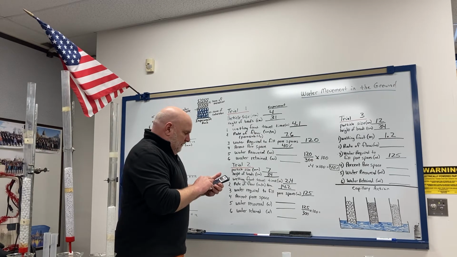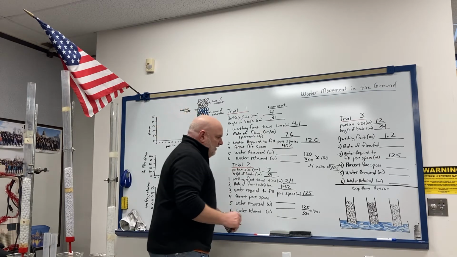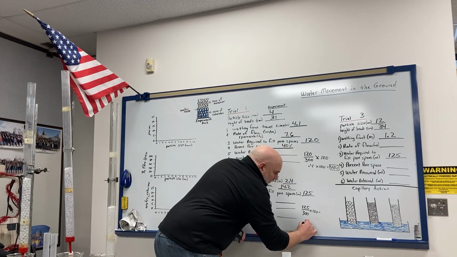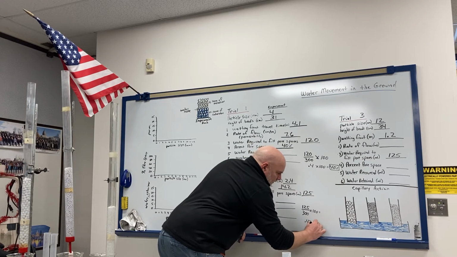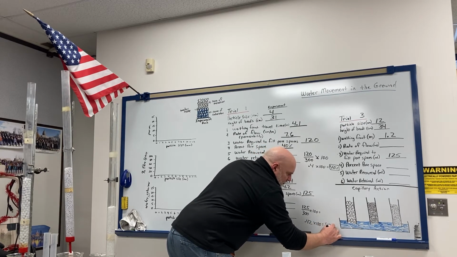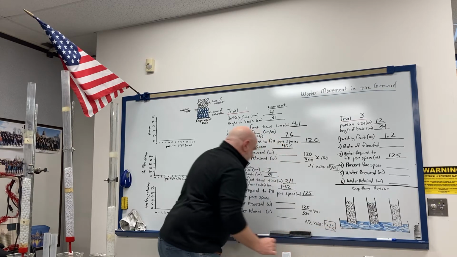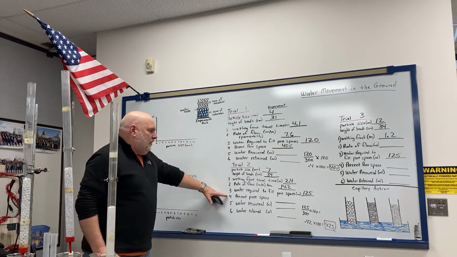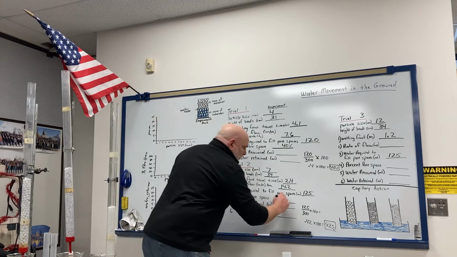So I go 125 divided by 300. Works out to be 0.42 times 100. Works out to be 42%. So for where it says percent pore space, I'm going to write 42%.